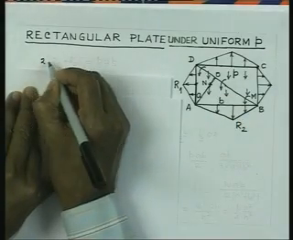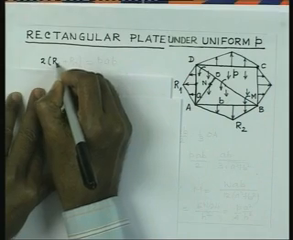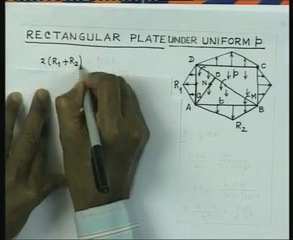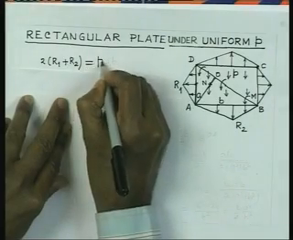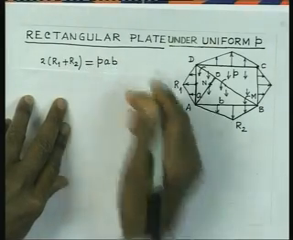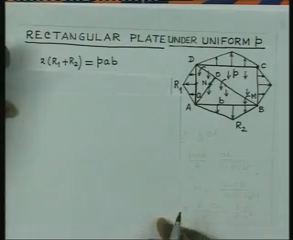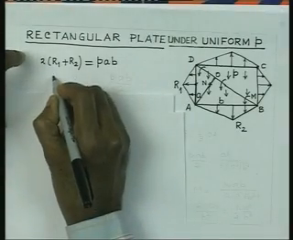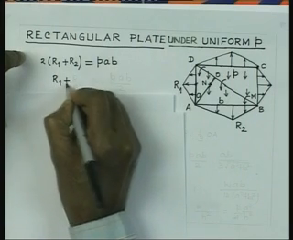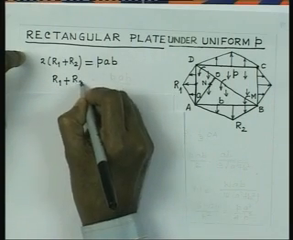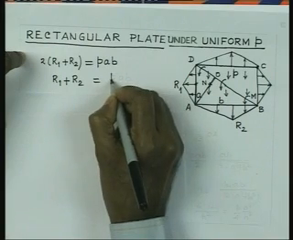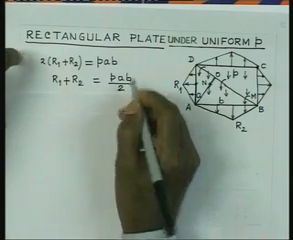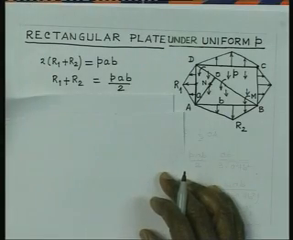So, if I write the equilibrium of the whole plate in the vertical direction, then we are going to get 2 R1 plus 2 R2 equal to the total downward load, which is P times AB. Therefore, we have R1 plus R2 equal to PAB by 2. So, that is from the whole plate we get that equation.